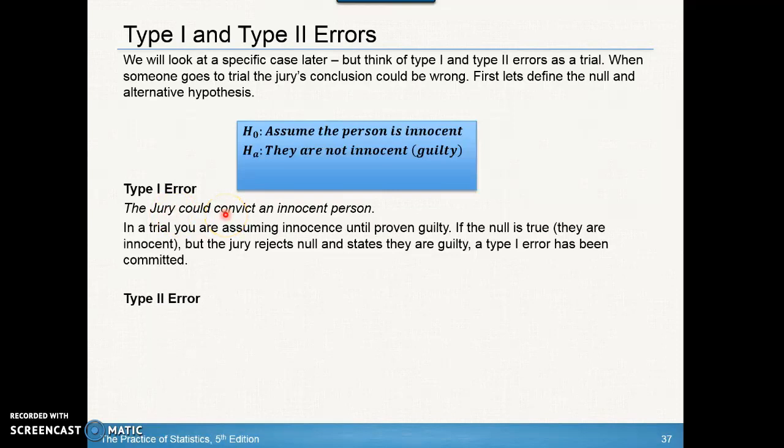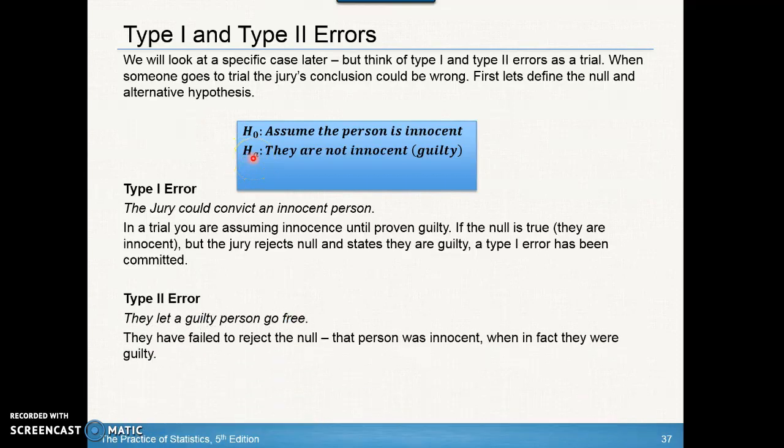Okay, so what is a type 2 error? Remember, a type 2 error is failing to reject the null when it's false. That's basically like keeping the null, but it's not true. We're assuming that the person is innocent, but in fact they are guilty. So what is the consequence of that? The consequence is that they let a guilty person go free. They failed to reject the fact that they were innocent when in fact they were actually guilty.